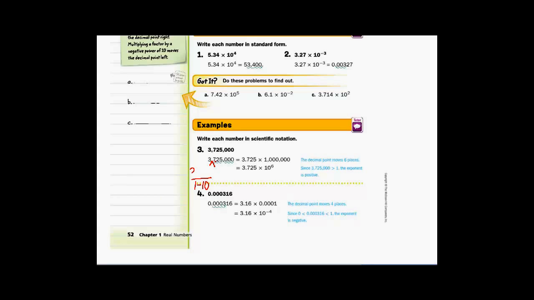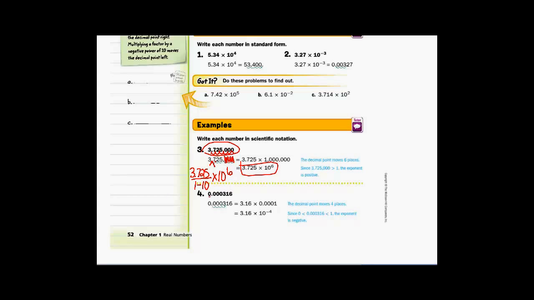So my decimal, 3.725. I have to take all the digits right up until I start getting to these zeros, and I can forget about those. So 3.725 times 10 to the, how many spaces did I move it? I moved it 1, 2, 3, 4, 5, 6. Now, is this a positive 6 or a negative 6? Well, it happens to be positive because this number right here was a large number. Therefore, we have a positive exponent.